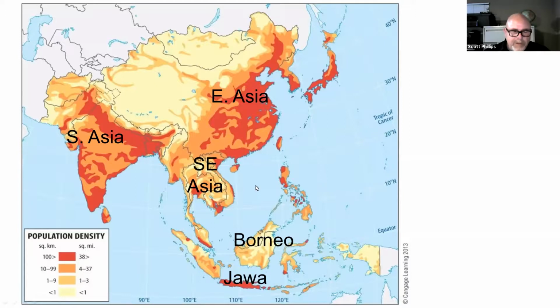Also, the other takeaway is I want you to know that Southeast Asia overall is less densely populated than its neighbors of South Asia or East Asia. But it does have its little pockets that are densely populated.